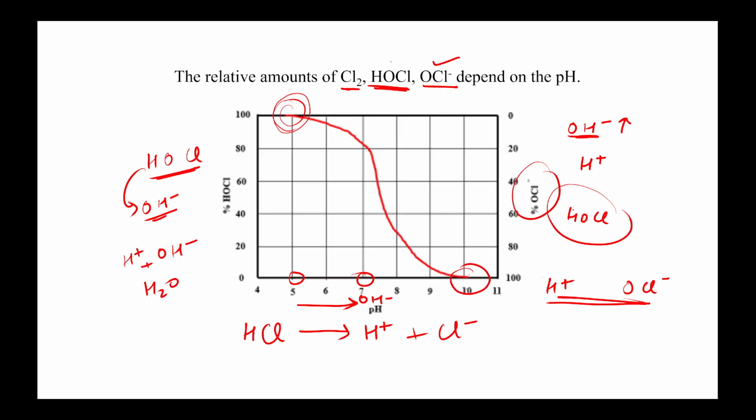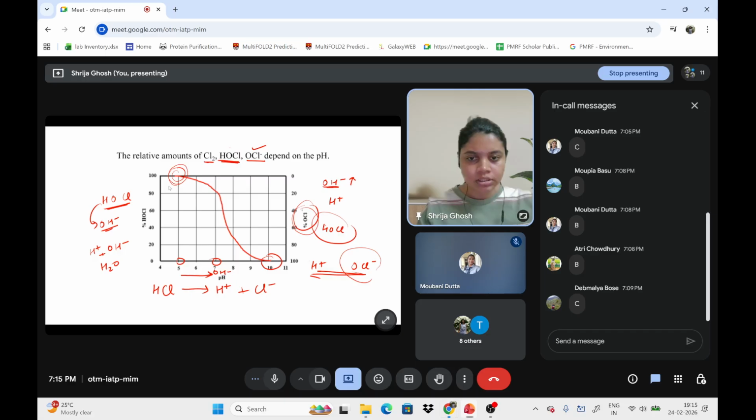So when you keep adding OH minus ions, HOCl will keep releasing H plus ions, and after pH 10, all the H plus ions will be used up by the OH minus ions, and 100% OCl minus ions will be remaining in the solution. After pH 10, whether 11, 12, whatever you take, you will only find OCl minus ions. There will be no HOCl present. And below 5, there will be only HOCl present, with no OCl minus, hypochlorite ions. Is this clear?